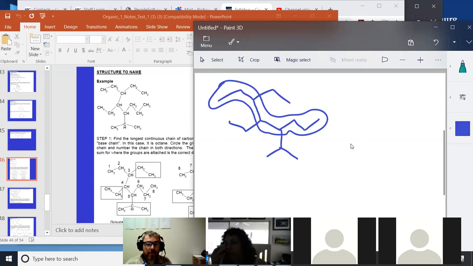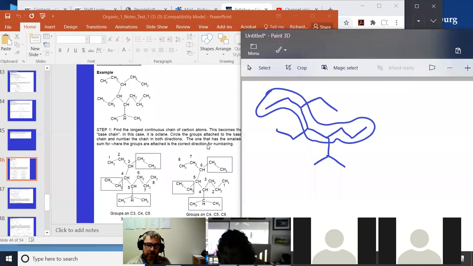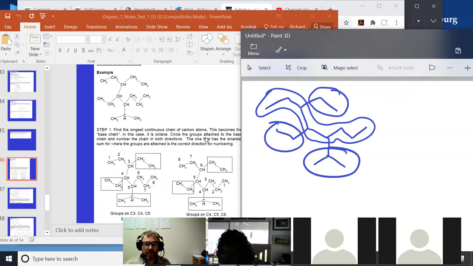Okay, so the next thing we would do is figure out which way we're going to number it. Well, it does matter. We can either number it from number 1 at the top here or number 1 at the end on the left. So it can go right to left or left to right, but only one of them is actually correct. And how do we determine that? Well, what we've got to do is identify our side chains or our substituent groups. And we've got one here, I'm circling them, one here and one here. So there's all our groups.